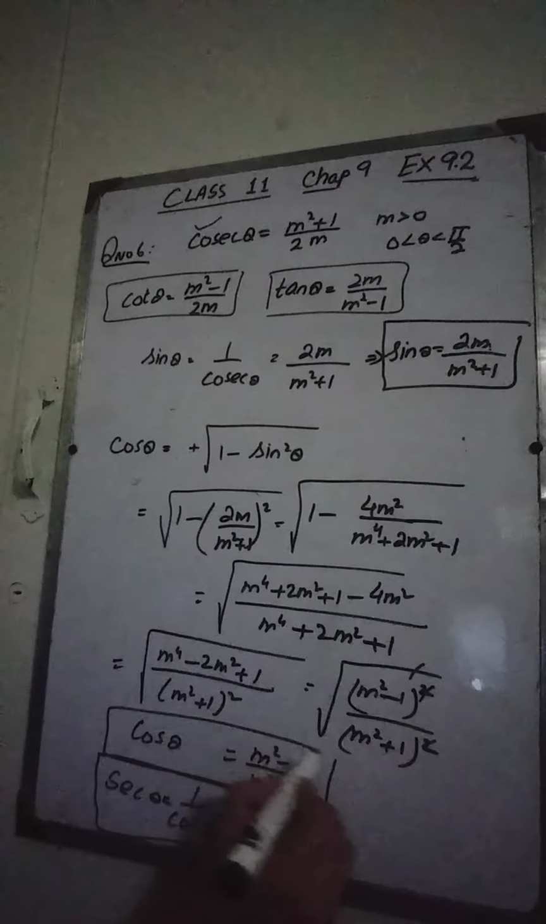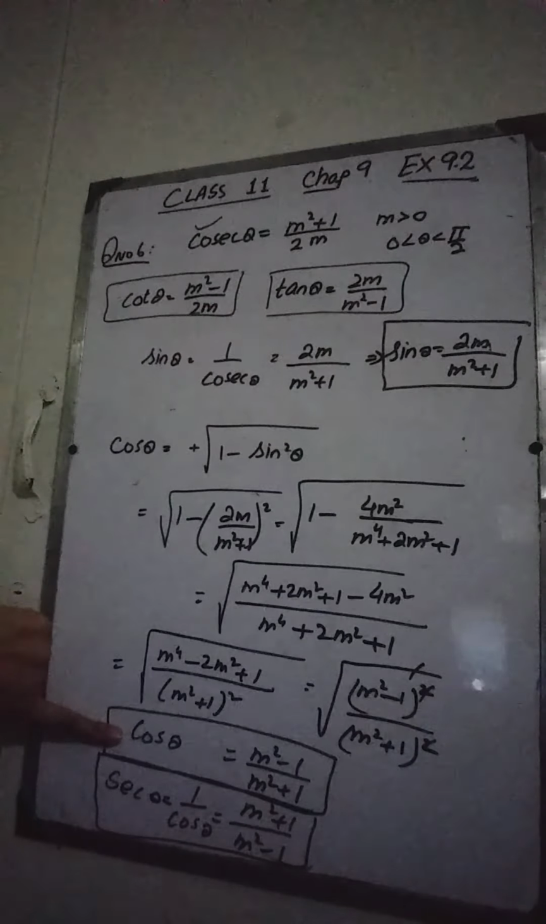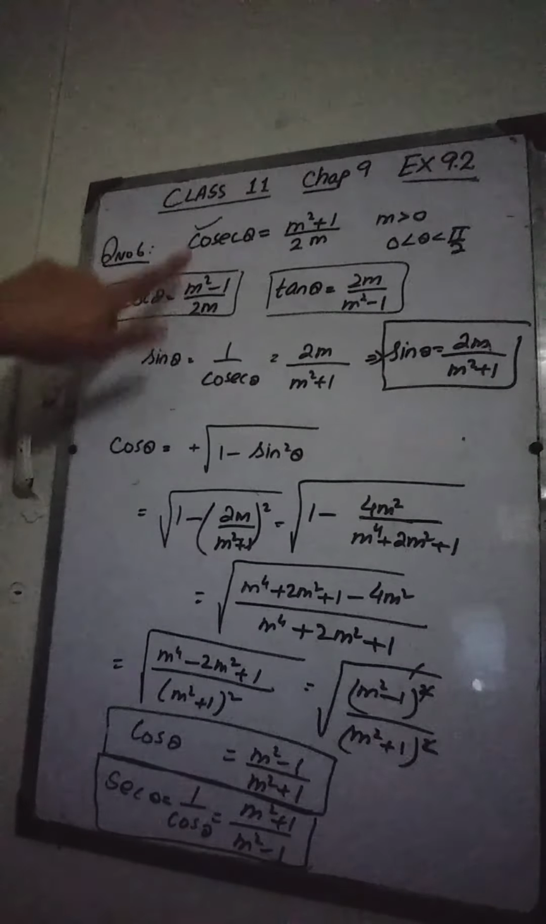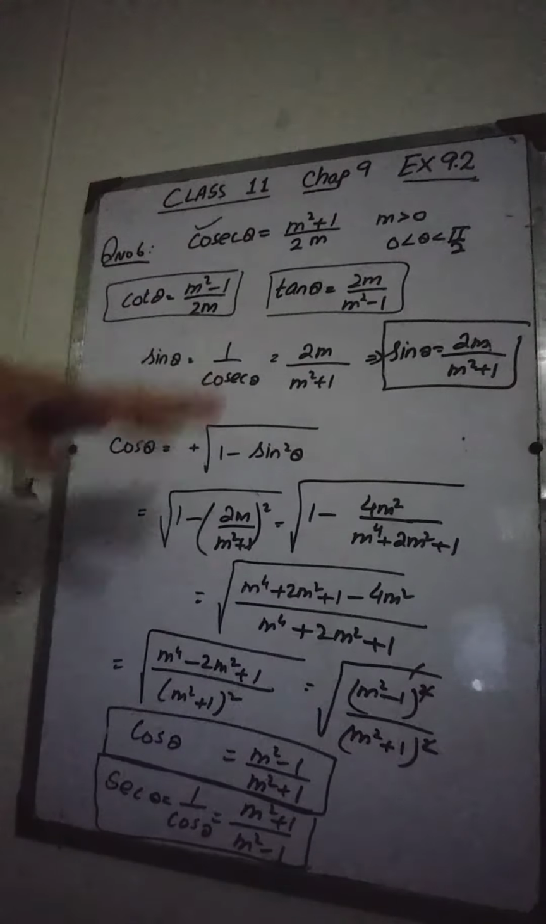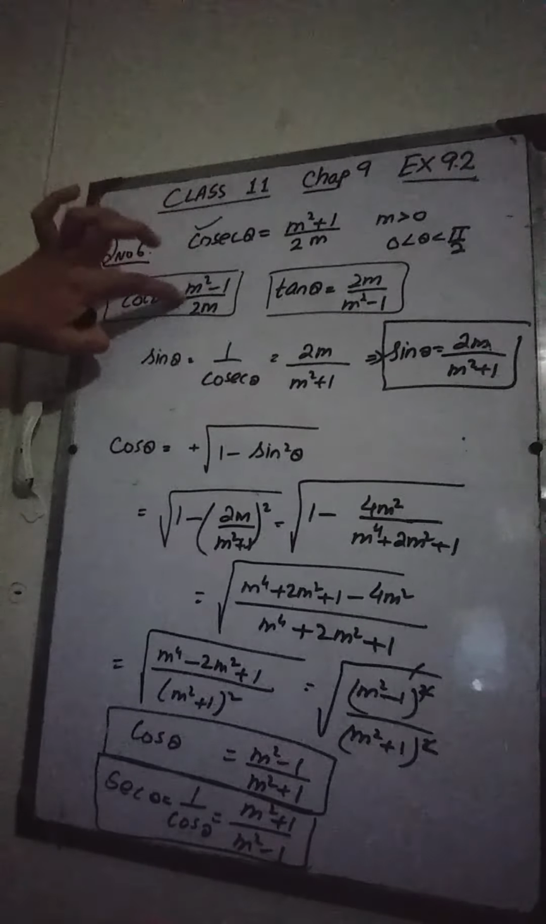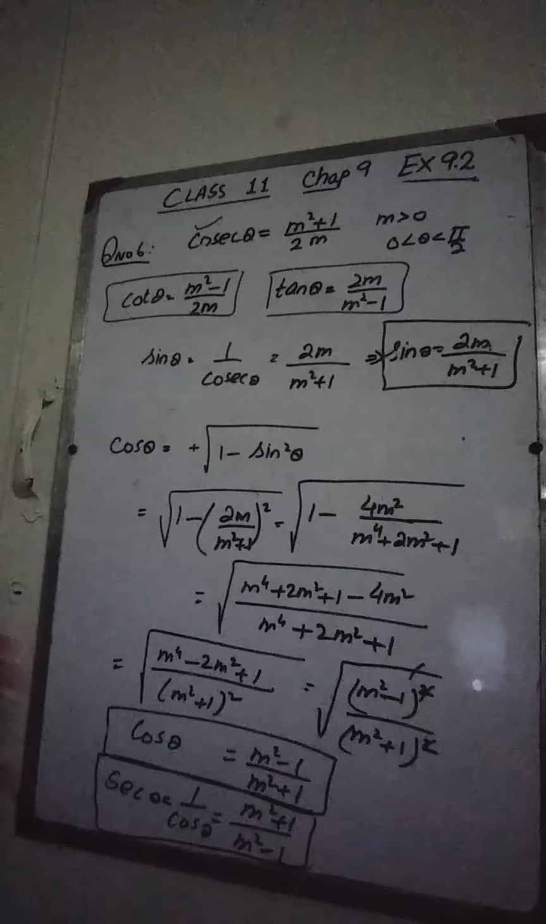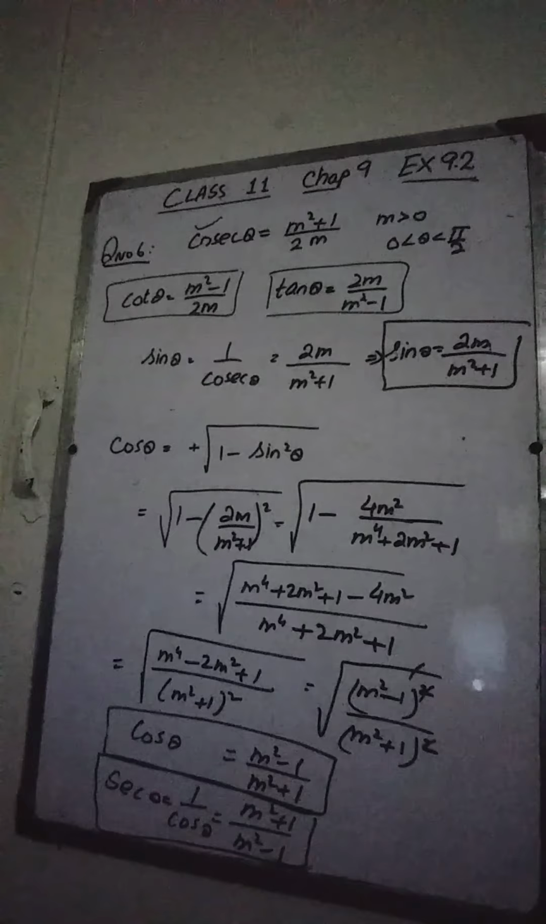Now we know sin theta, cos theta, secant theta. Cosecant theta was already given, so we have calculated all the 6 trigonometric ratios: 1, 2, 3, 4, 5 and 6. So this is how we do it. Yes, that's all.